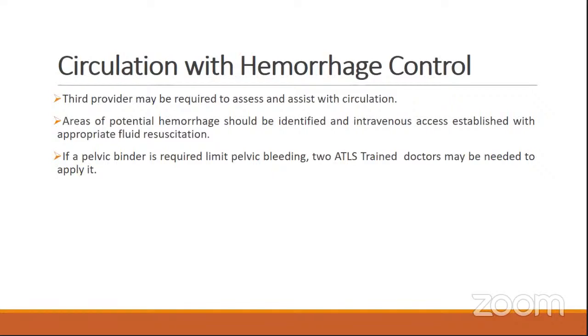Next is circulation with hemorrhage control. Once the AB part is over, next we come to the circulation part. A third provider may be required to assess and assist with circulation. Areas of potential hemorrhage should be identified, and intravenous access established with appropriate fluid resuscitation. If a pelvic binder is required for controlling pelvic bleeding, 2 ATLS trained doctors may be needed to apply this.